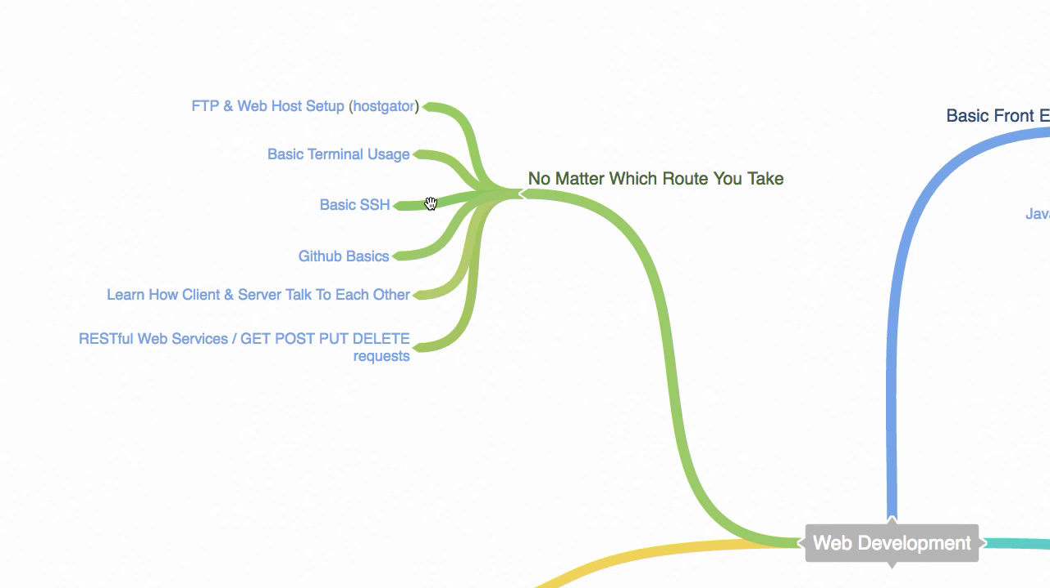Then you use that terminal to use basic SSH, and that will be the new and improved way that you get your files onto the server over FTP. But again, start with FTP if you're new. It is much easier. Then go SSH, and that basic SSH you learn will allow you to learn GitHub.